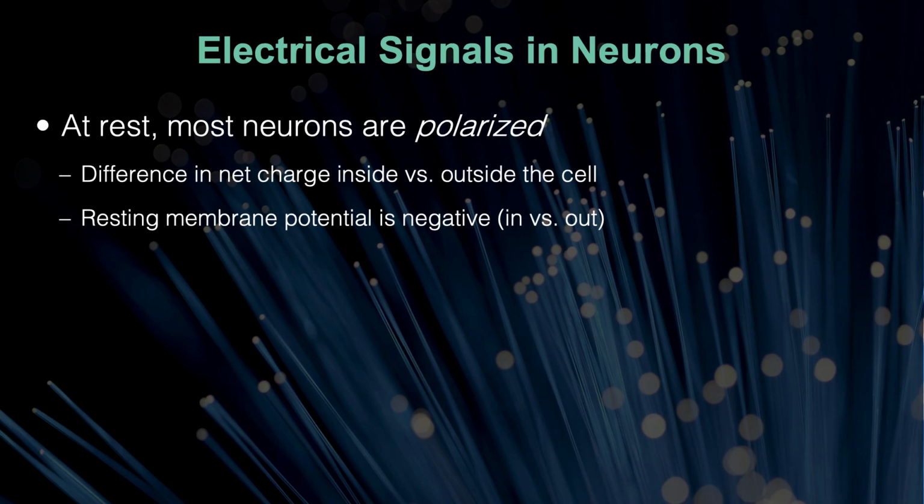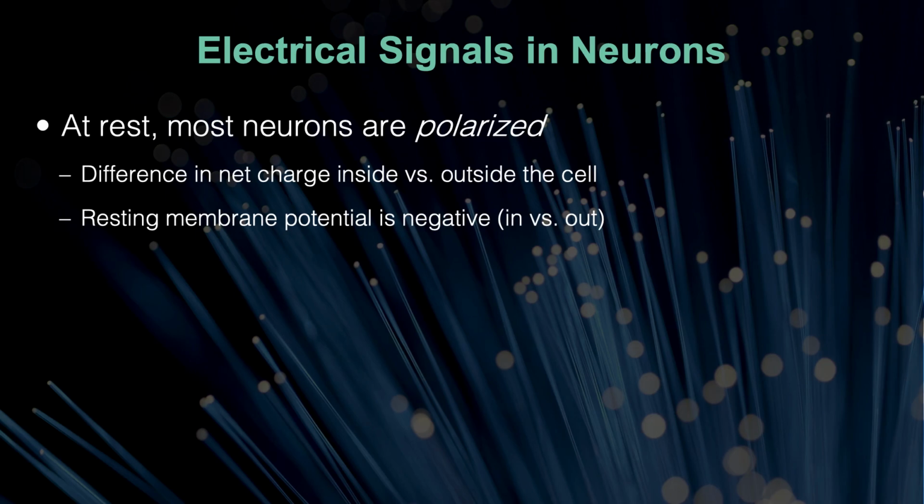Now let's talk about a neuron at rest. Let's talk about the resting situation and how a signal is generated. At rest, most neurons are polarized. And this is an important characteristic of a neuron at rest. Polarized. What does it mean to be polarized? Polarized simply means that there is a difference in charge. Between two locations in a neuron, there is a difference in charge.